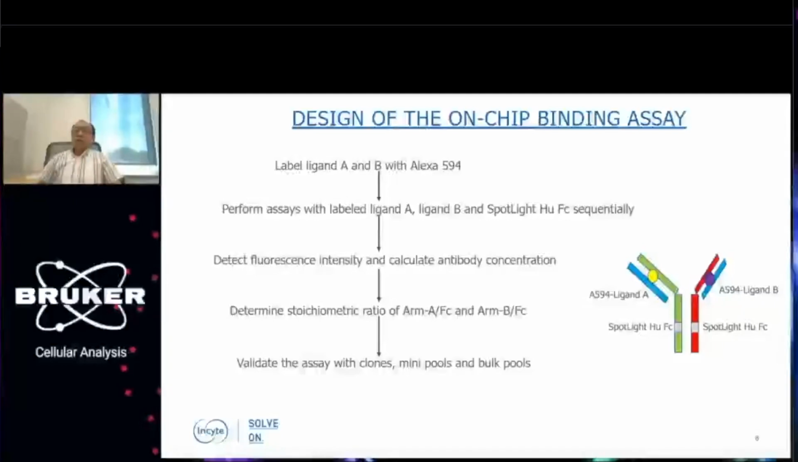Validate the assay with clones, mini pools, and bulk pools. The quantity data of those clones, mini pools, and bulk pools is already known. Then we can calculate the actual arm A to Fc and arm B to Fc ratio and compare the ratio to the all-chip ratio to validate the assay.